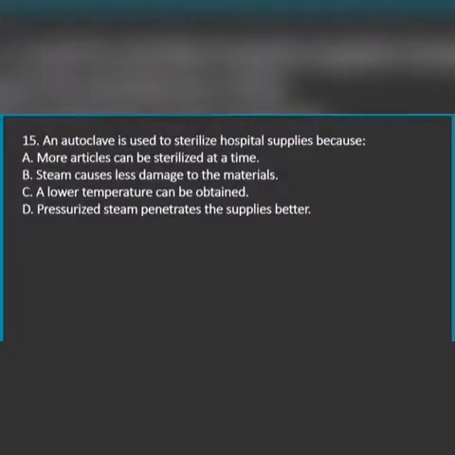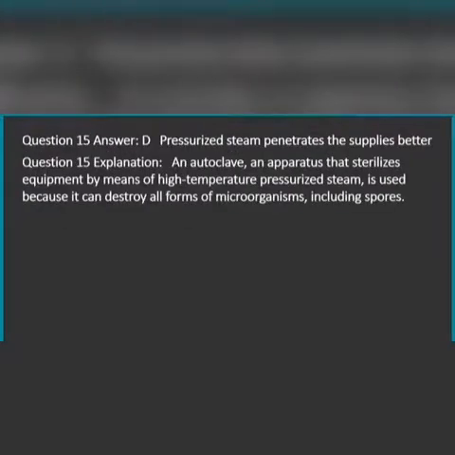Question 15. An autoclave is used to sterilize hospital supplies because A. More articles can be sterilized at a time. B. Steam causes less damage to the materials. C. A lower temperature can be obtained. D. Pressurized steam penetrates the supplies better. Question 15. Answer: D. Pressurized steam penetrates the supplies better. Question 15. Explanation: An autoclave, an apparatus that sterilizes equipment by means of high-temperature pressurized steam, is used because it can destroy all forms of microorganisms, including spores.